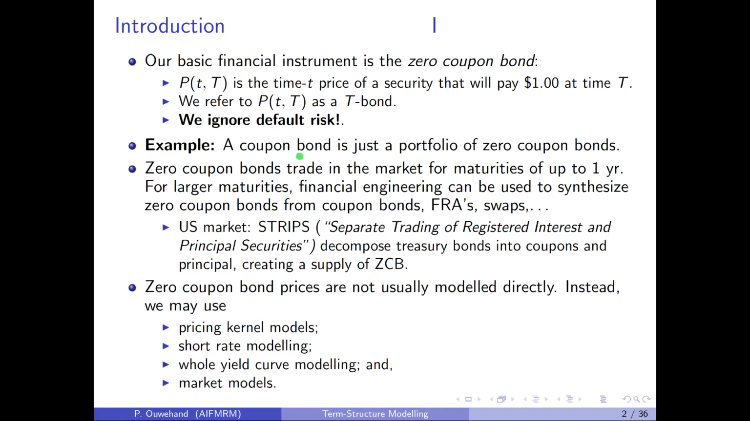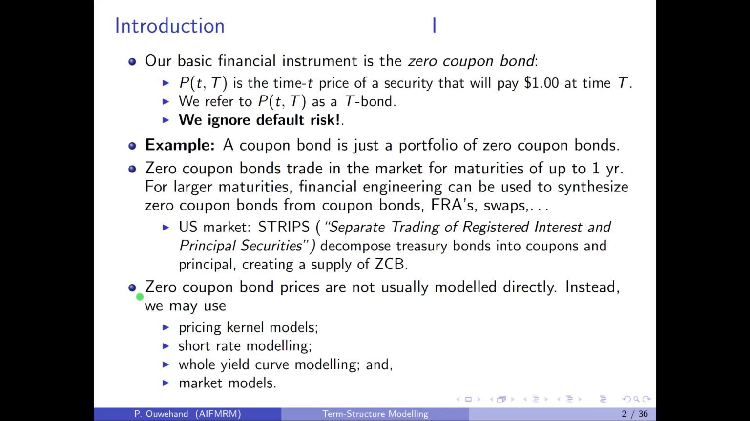Recall that a coupon bond can be decomposed into a portfolio of zero coupon bonds. Now, zero coupon bonds trade in the market for maturities of up to 1 year. For larger maturities, you have to use financial engineering to synthesize zero coupon bonds. And you can do this from coupon bonds, forward rate agreements, swaps, etc. In the US market, in fact, there are instruments called STRIPS, which stands for Separate Trading of Registered Interest and Principal Securities. And these decompose treasury bonds into coupons and principal, thereby creating a supply of zero coupon bonds.